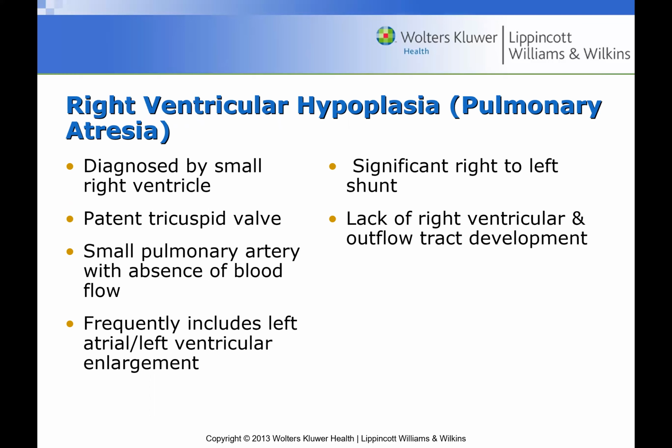You can see a patent tricuspid valve. So the tricuspid valve is still working. And if you see a small pulmonary artery with absent flow, that hints at it. The baby will probably have developed a large VSD to shunt the blood from the right to the left side.